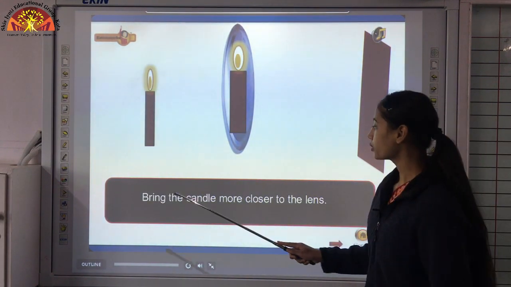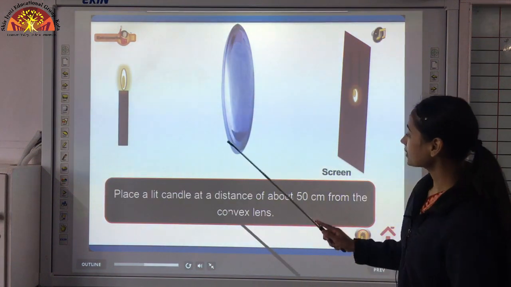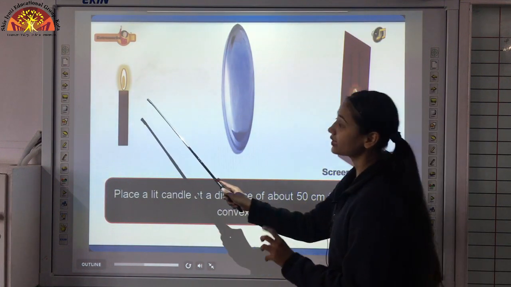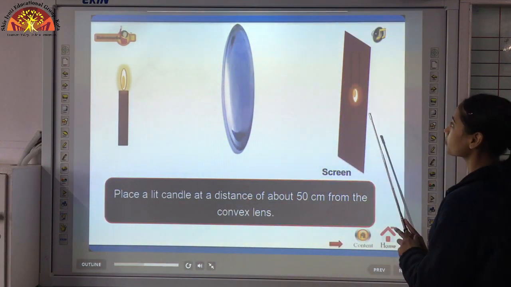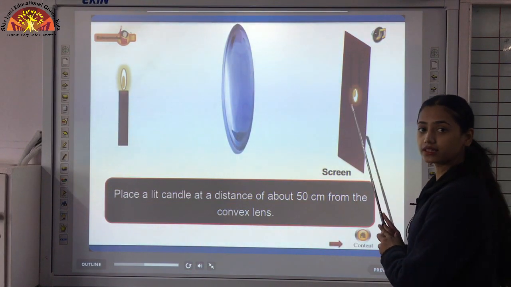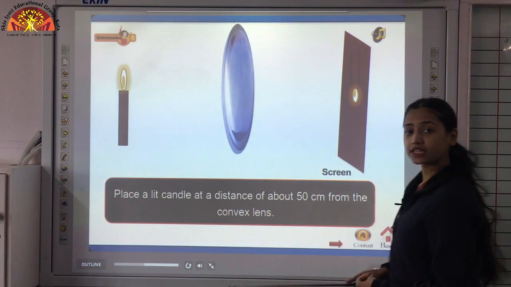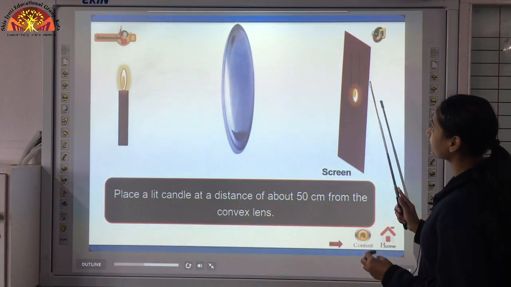Now bring the candle closer to the lens. Initially, what we observe is that the image of the candle is obtained on the screen. And what type of image is this? This is a real image. As we can see, the image is inverted and we are obtaining it on the screen. So it is real and inverted.